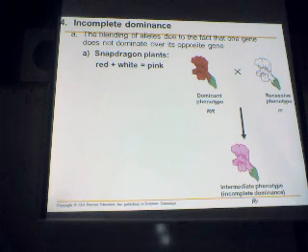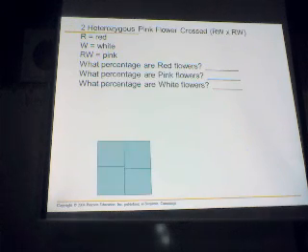Our last two forms are incomplete dominance and codominance. In incomplete dominance, we have blending. We're going to have the blending of alleles because one gene cannot dominate over the opposing gene. They're both going to fight it out, at a stalemate. Here with snapdragons, we have red flowers and white flowers. If I cross them, I'm going to get pink. It's incomplete dominance.